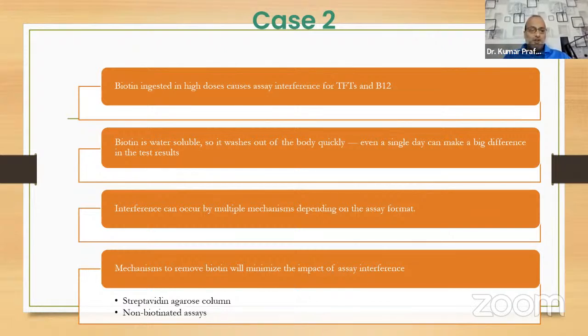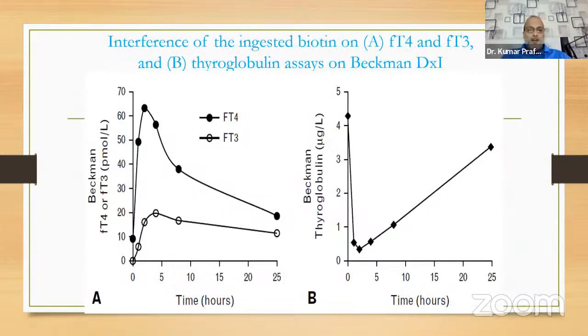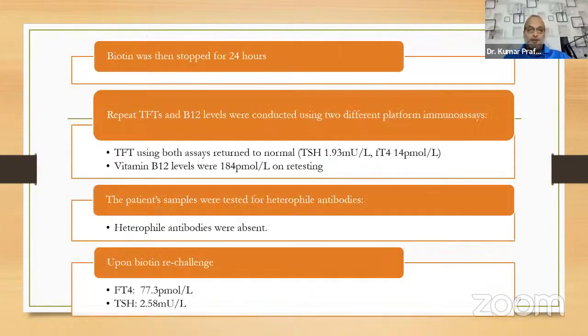There are certain methods which include non-biotinylated assay, streptavidin, and agarose column. These are used. How does biotin affect? When biotin is taken, you can see free T4 and free T3 assays increase hugely, and over time, within 24 hours from the time biotin was ingested, T3 and T4 come back to normal. This basically happens because thyroglobulin levels are decreased. Due to decreased thyroglobulin levels, free T3 and free T4 are increased when biotin is used.